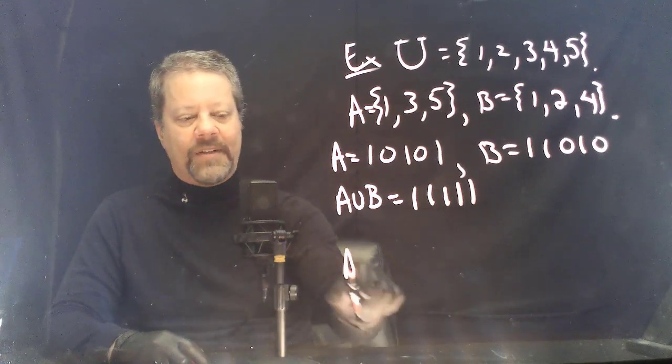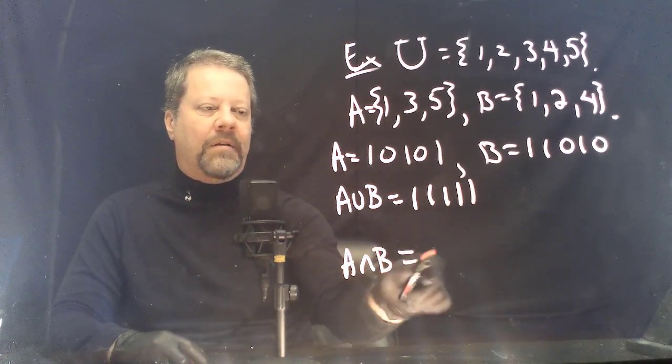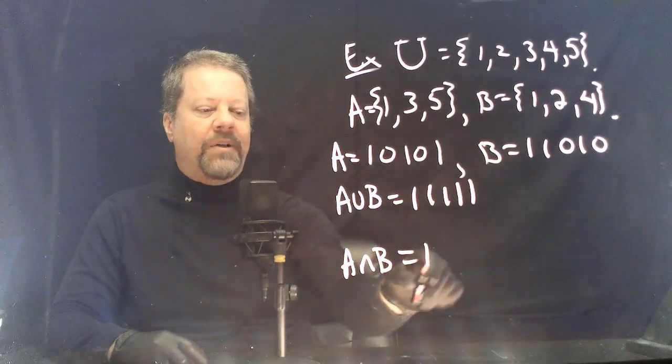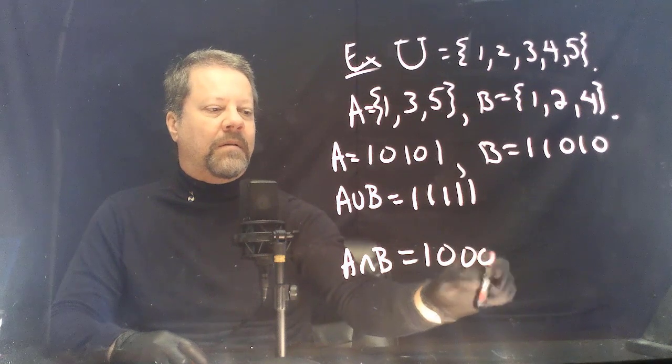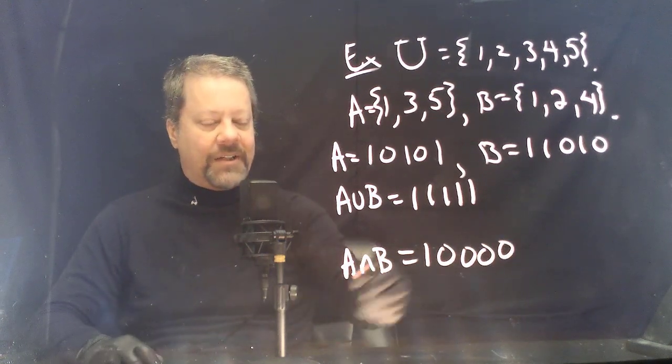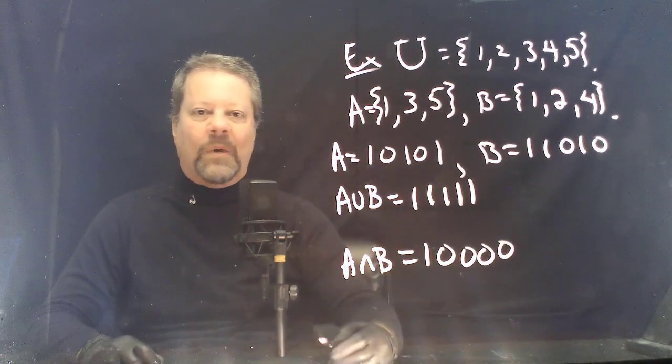What about the intersection? They'll both have to be 1s to be included in the intersection. And so the intersection contains only this element 1.